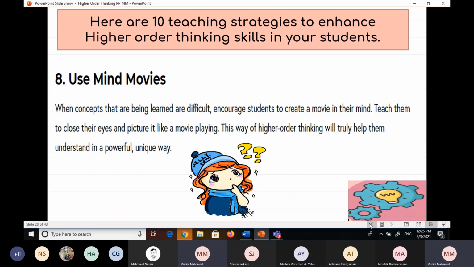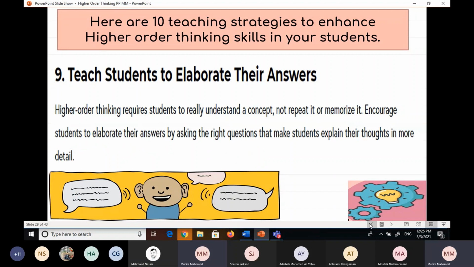This gives them that power to think in a very unique way. So mind movies are actually brilliant, especially when you want to know what's going on in a little child's mind. The next one is to teach students to elaborate their answers.